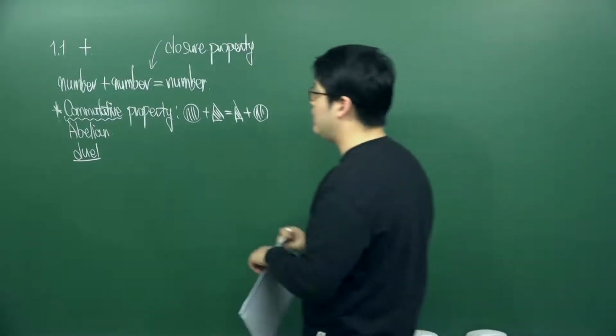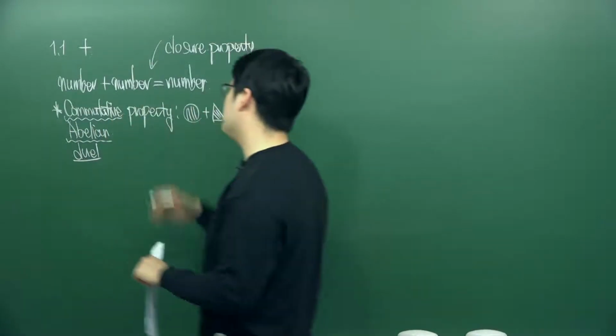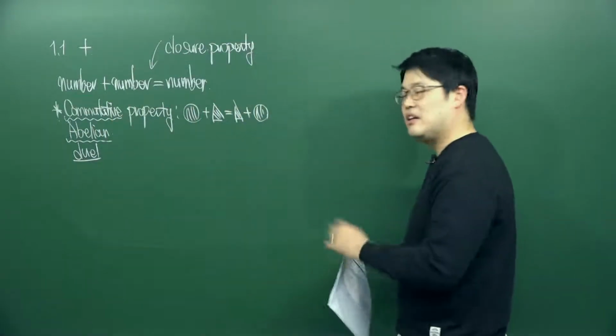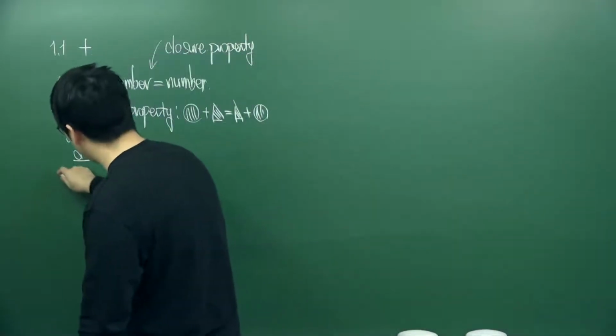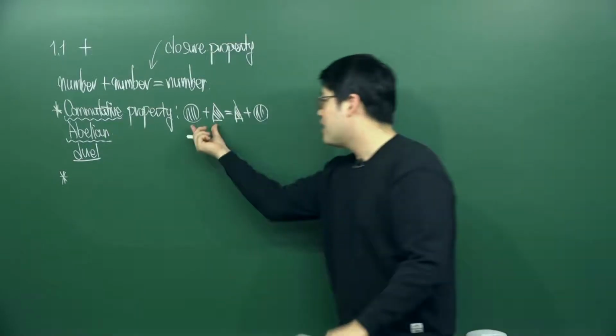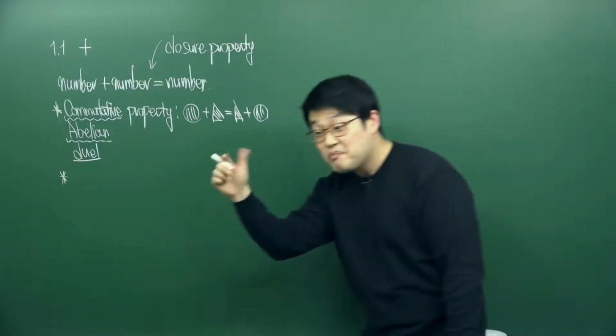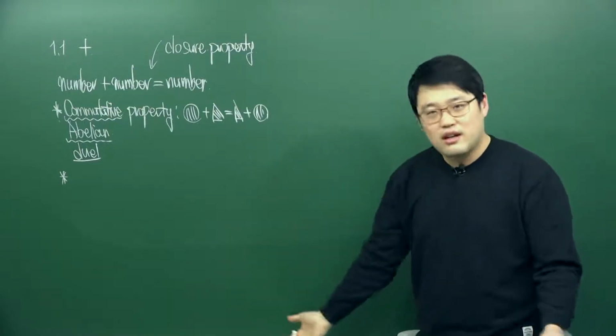So yes, we commemorate this guy, Abel. We call him Abelian. But not so important, just the historical stuff, right? And there's another thing that you need to know. Commutative property requires two numbers, and we can flip the order. Flipping order just doesn't change the result.